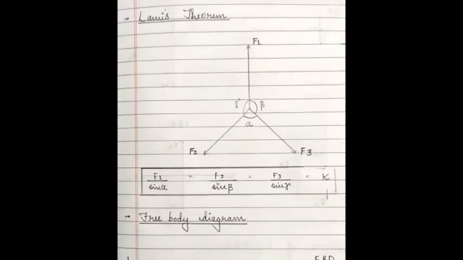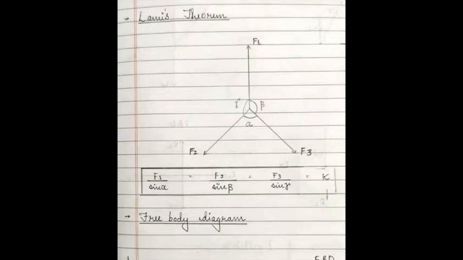I hope you already know, but I'll explain the statement once again. The statement states: if 3 coplanar concurrent forces acting simultaneously on a body are in equilibrium, then each force is directly proportional to the sine of the angle between the other 2 forces. That is the statement. I repeat one more time: if 3 coplanar concurrent forces acting simultaneously on a body are in equilibrium, then each force is directly proportional to the sine of the angle between the other 2 forces.